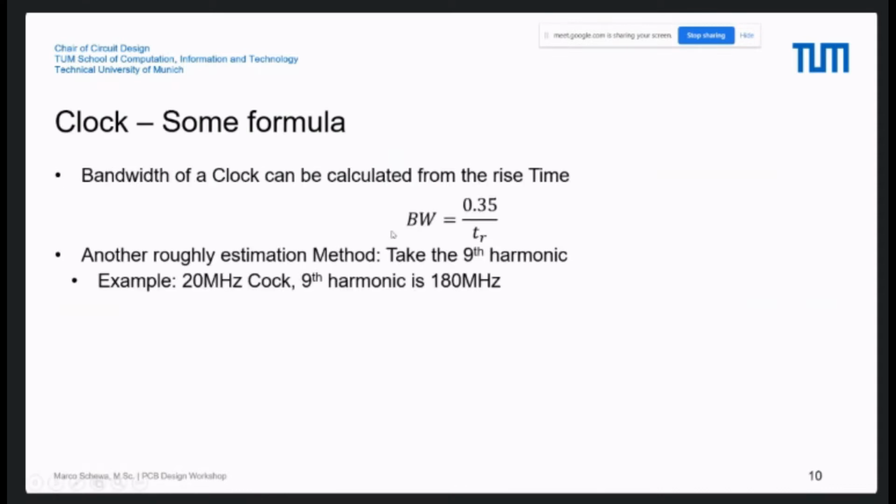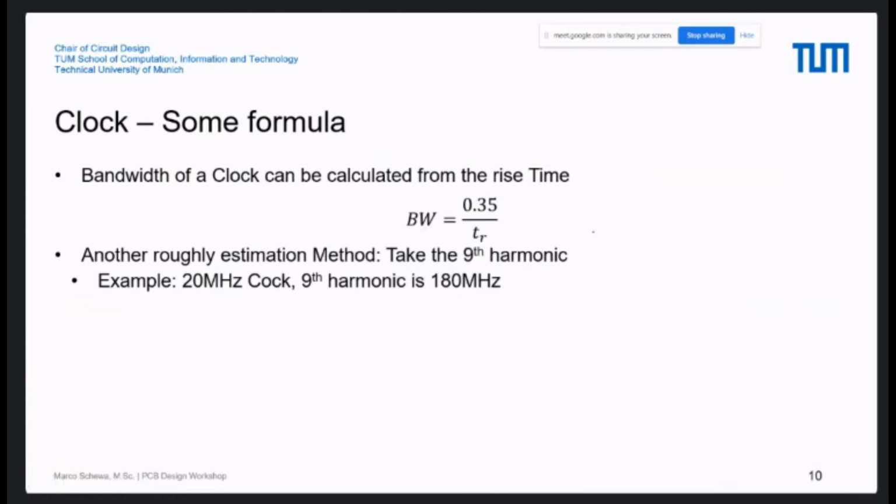And so we have some important formulas for clocks. One formula is the bandwidth of the clock. And the bandwidth is easy: 0.35 divided by the rise time. With this formula, you get the bandwidth of your clock signal. Another rule of thumb is to take the 9th harmonic of a signal. For example, if you have a 20 megahertz clock signal, the 9th harmonic is 180 megahertz.